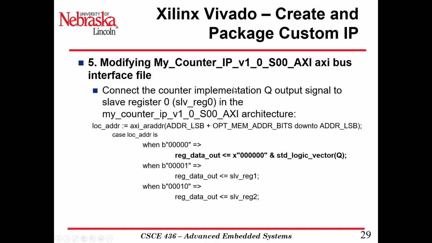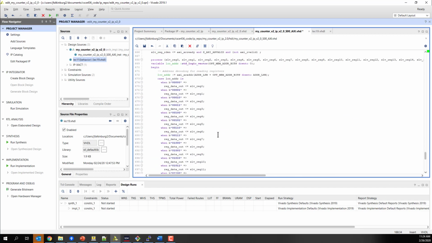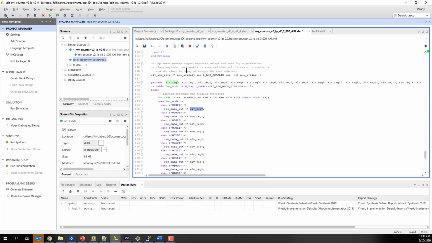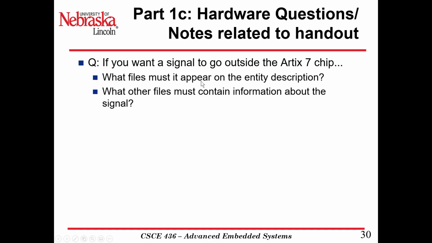Now we're going to connect our counter implementation Q signal to the output slave register 0 by adding those 24 zeros in the front to connect it to the right bus, plus type casting our standard logic vector of Q. So we connect that to the bus. We scroll down and see those right values where slave register 0 is written to the output. For reading, we're just going to put in zeros and the standard logic vector. It's going to come up with an error right now because we haven't assigned that value yet. So, if you want something to go outside of the chip, it has to be in the port description.